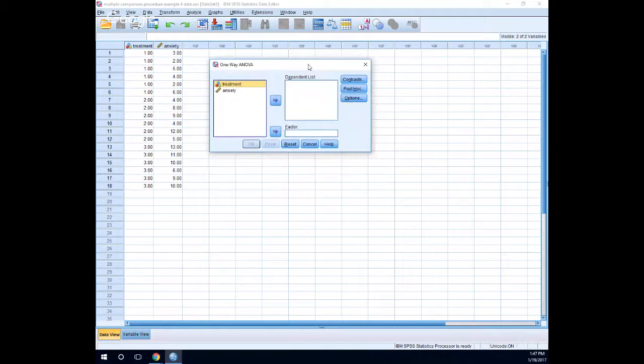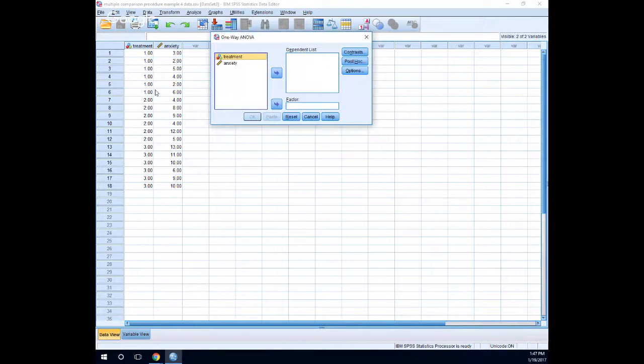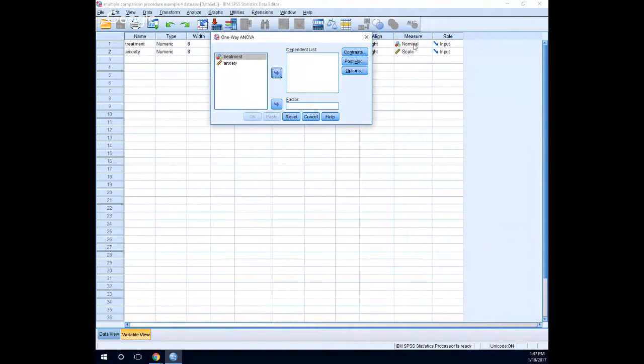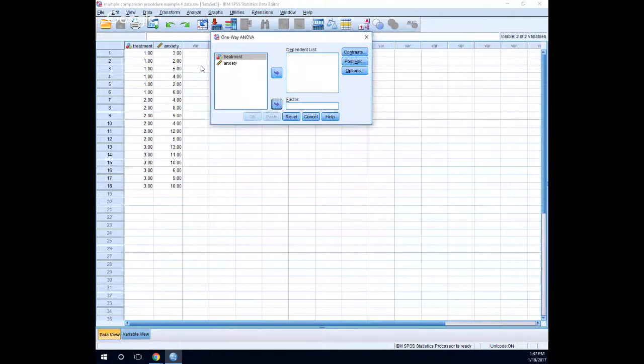So when we click on that, this box opens up, and in our data set here, we've got our two variables. We've got an independent variable, treatment, which is basically a categorical variable. We're going to treat it as a nominal variable. In fact, if you go under variable view, it's already set up as nominal. The second variable is anxiety, and that's a scale variable. It's basically falling in an interval scale of measurement. Scale would also apply if it was a ratio level variable. The main thing is that we're basically assuming that our dependent variable is continuous.